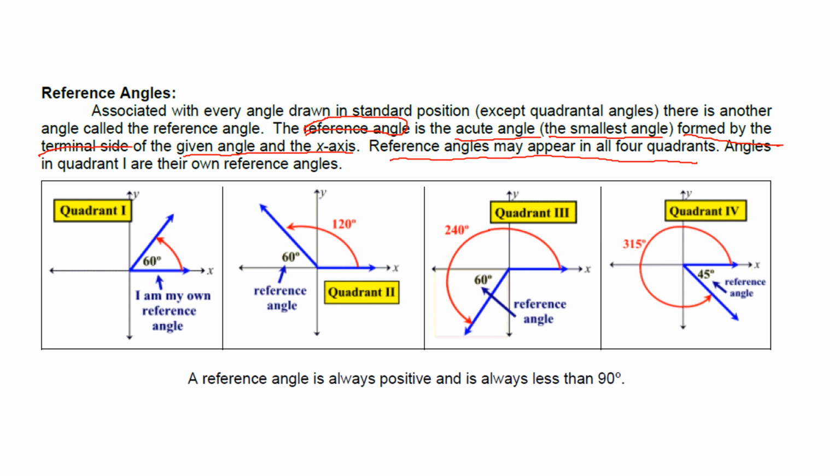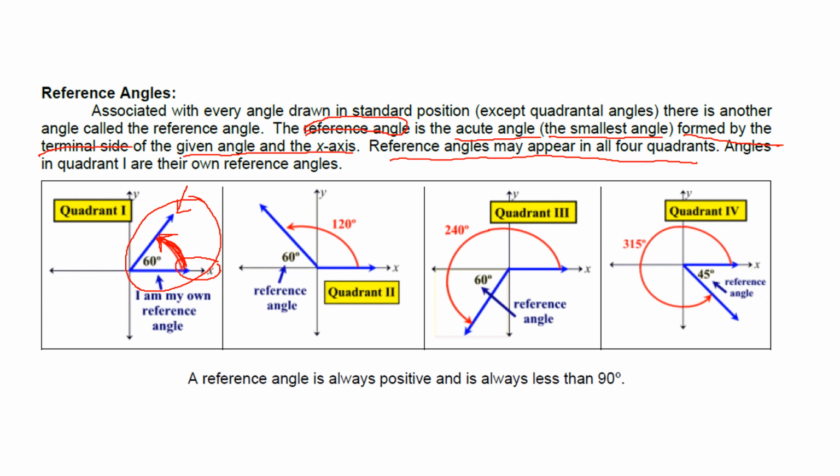Now, let's look at the reference angle for quadrant 1. If this is our angle, 60 degrees, we say that a reference angle is always the smallest angle formed by the terminal side of the given angle and the x-axis. This is the x-axis. In this case, it is 60 degrees, because it is already the smallest angle. So the reference angle here is 60 degrees.